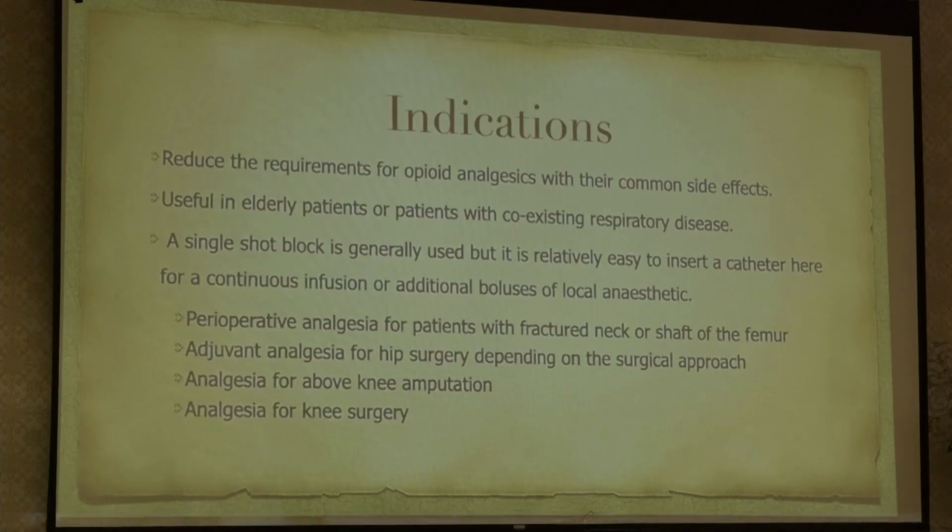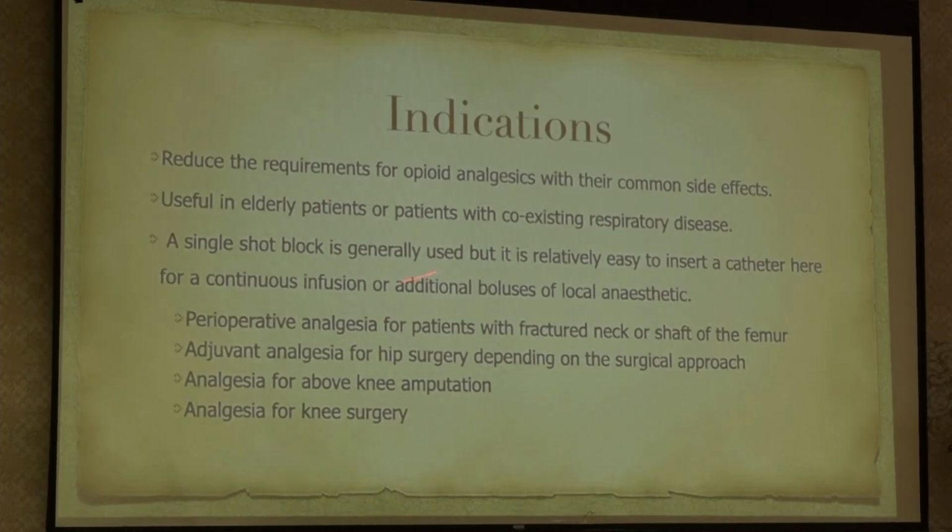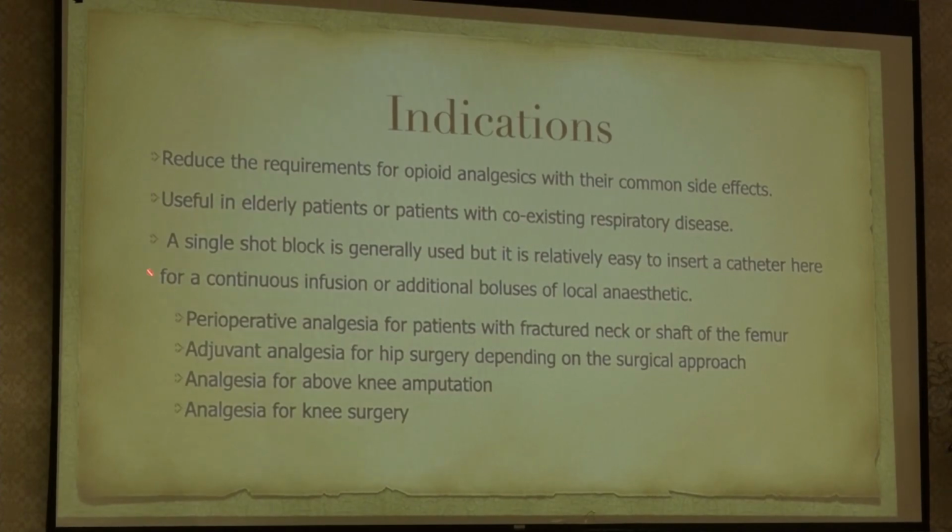So what are the indications? For anesthetics, we think it is for the elderly patient with coexisting respiratory disease, maybe a patient who came for total hip replacement. You want to use spinal and avoid GA, and you supplement with fascia iliaca block, right? Fascia iliaca can be given as a single shot, or you can give a continuous infusion, all right? Also perioperative analgesia for patients with neck of femur fracture, adjuvant anesthesia for hip surgery, anesthesia for above knee operation, and anesthesia for knee surgery.